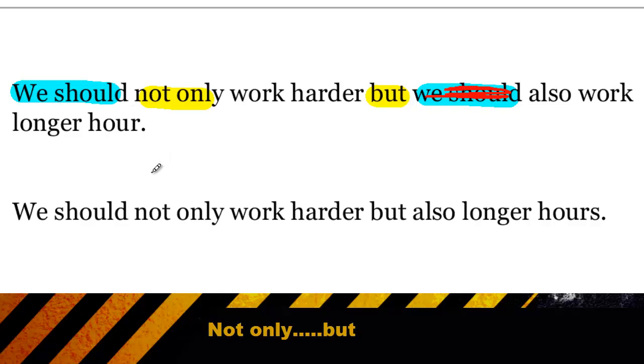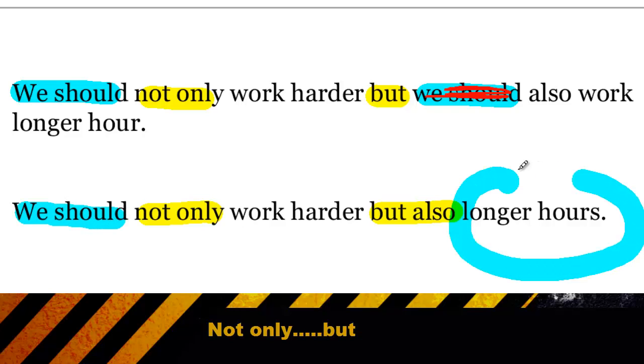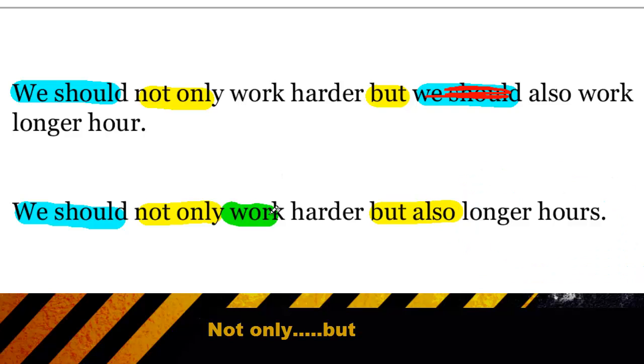The second sentence has the exact opposite problem. It's too short. We have the phrase "not only" and "but also." The "we should" comes before the "not only," so correctly it's missing from the portion after the "but also." However, the "work" comes after the "not only," so we would have to repeat the "work" after the "but also." So: "we should not only work harder, but also work longer."